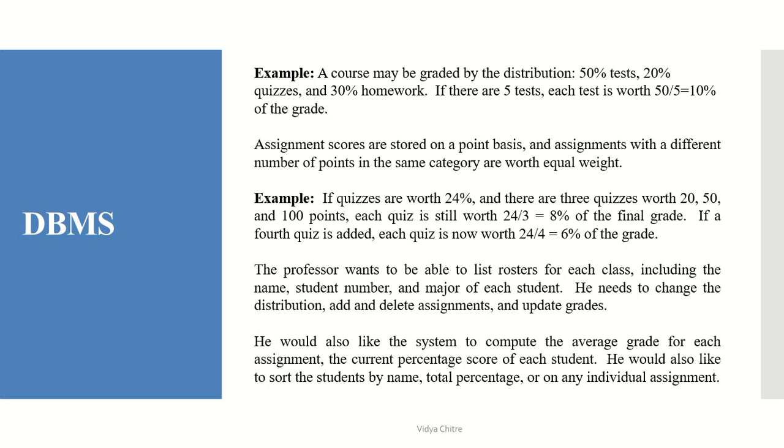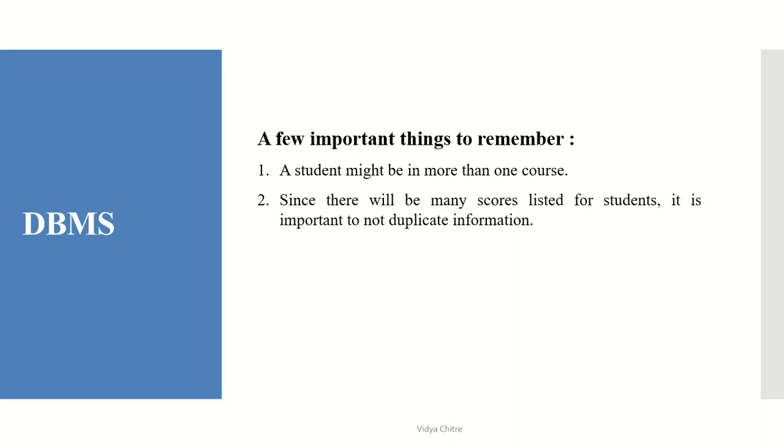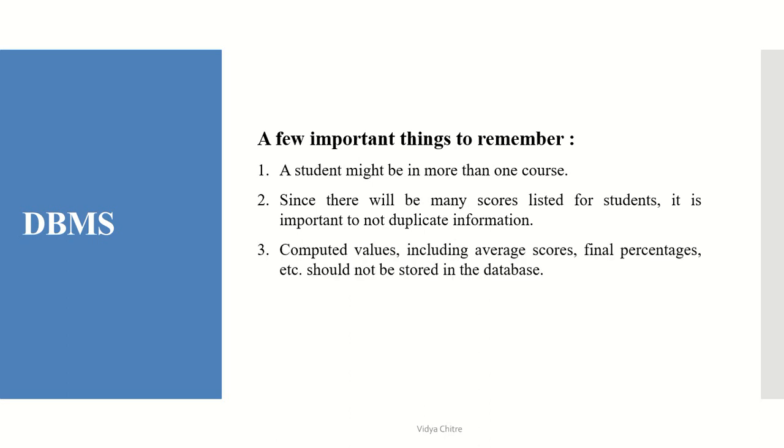and then we have to sort the students' names and total percentage of the individual assignments. Now there are certain things we need to remember: every student can be in more than one course, and there may be many students in every course. Since many courses will be listed for the students, the information should not be duplicated. The computed values, including average score and the final percentage, should not be stored in the database. So we have to design a database to store the required data in this project.